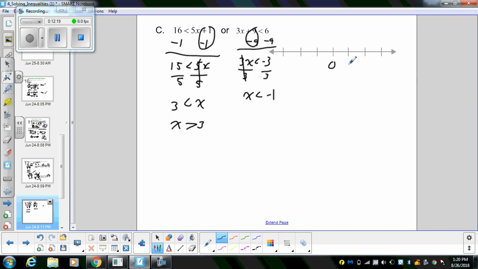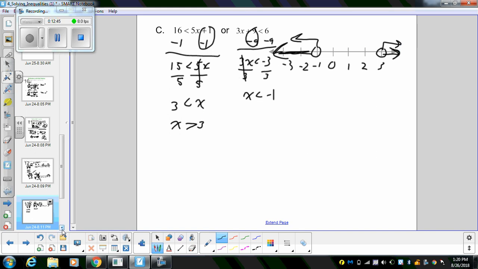And so again, 0, 1, 2, 3, negative 1, negative 2, negative 3. So I go to 3. It's an open circle because there's no line underneath it, and it's pointed to the right. Go to negative 1. It's an open circle because it doesn't have a line underneath it, and it's pointed to the left. Because it's an or, I just shade in opposite directions.